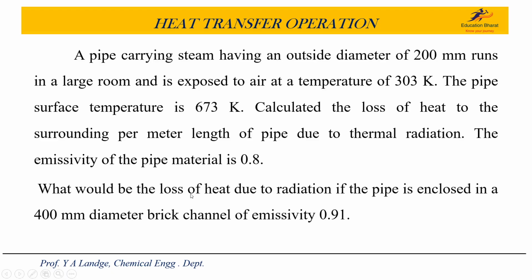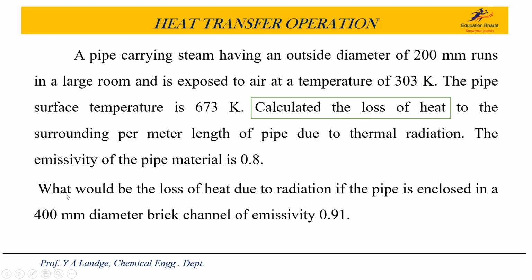Also, what would be the loss of heat due to the radiation if the pipe is enclosed in a 400 millimeter diameter brick channel of emissivity 0.91? So here we need to calculate. The first approach is case 1, where we calculate the heat loss through the pipe per unit length to the surrounding.